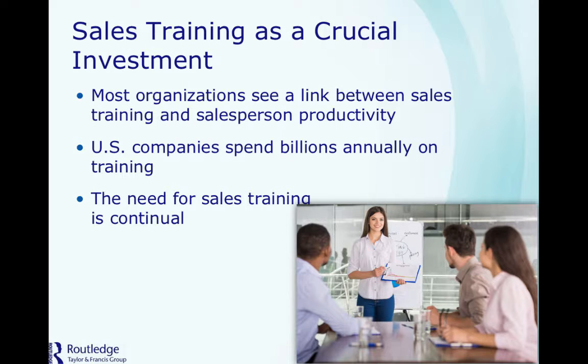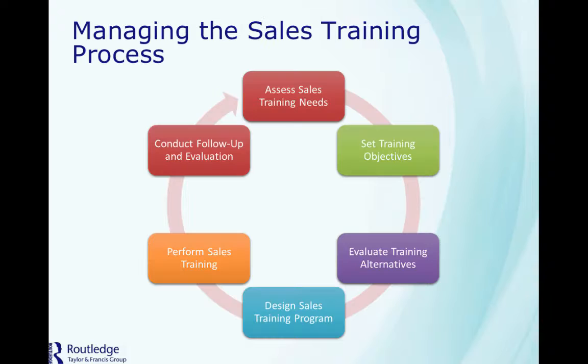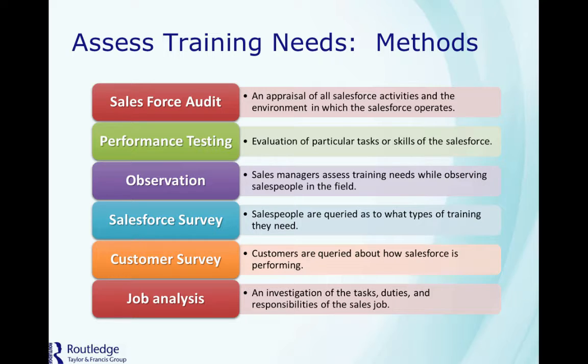And then Chapter 6, the training chapter: really understanding that link between training and productivity, what some of the essential objectives are for firms and why they need to do it. Understanding all the different steps of the sales training process and the different components of methods of assessing needs. I would know these.